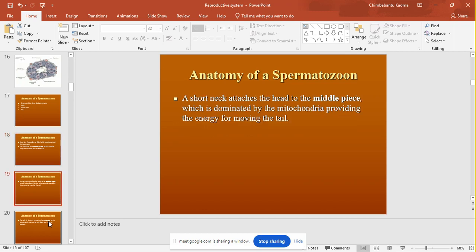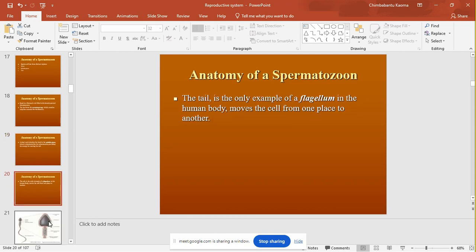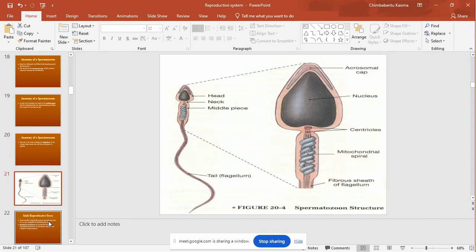The neck is basically packed with mitochondria, and we all know mitochondria are responsible for producing energy. In this particular case, that energy is what drives the tail of the spermatozoa. The tail is made up of flagella, and it beats back and forth and helps to propel the spermatozoa itself, to put it very simply.